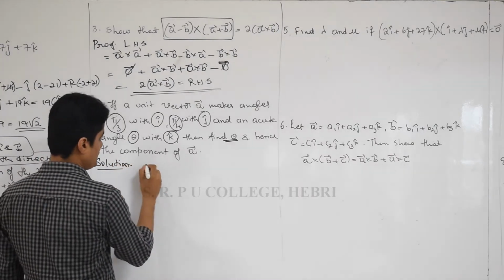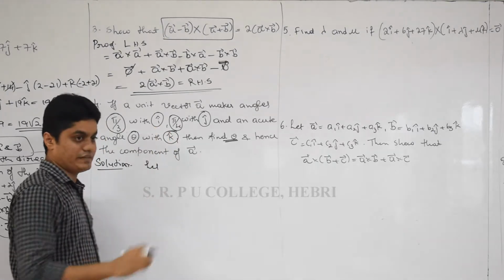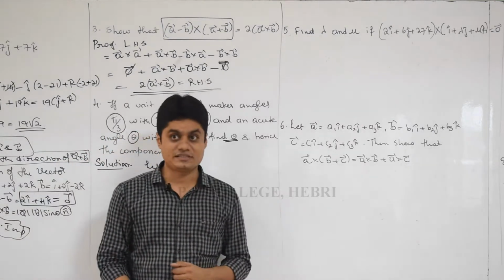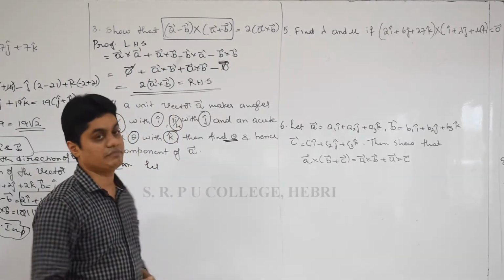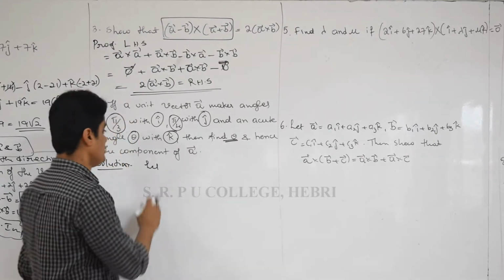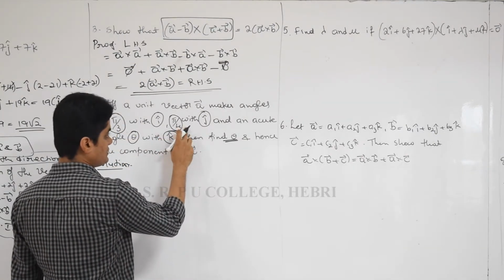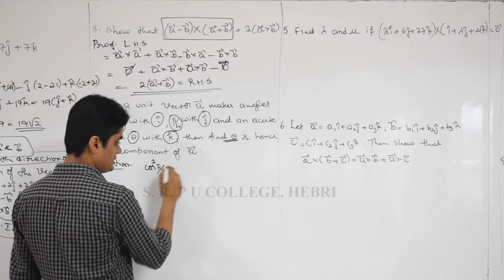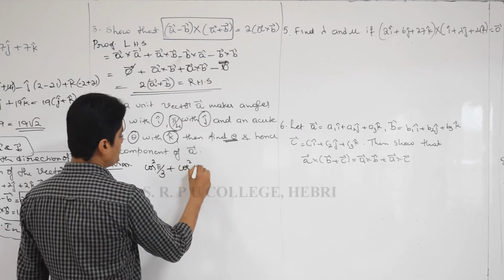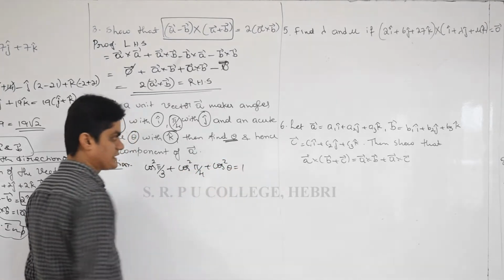Observe carefully. Let me take I cap as a unit vector along the x axis, J cap as a unit vector along the y axis, and K cap as a unit vector along the z axis. So I can consider these as the direction cosines. So cos square of pi by 3, we know this result, plus cos square of pi by 4 plus cos square of theta is equal to 1. We can consider like this.